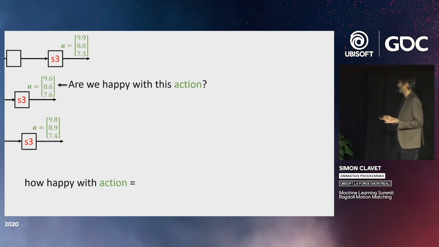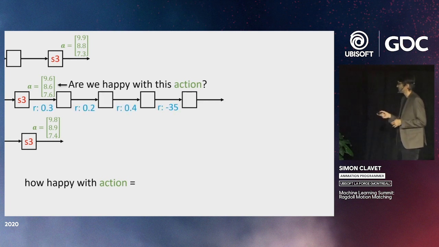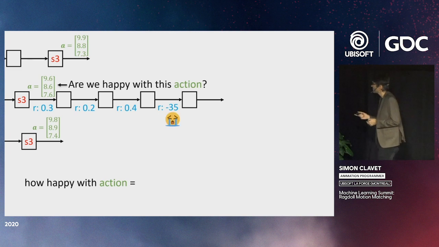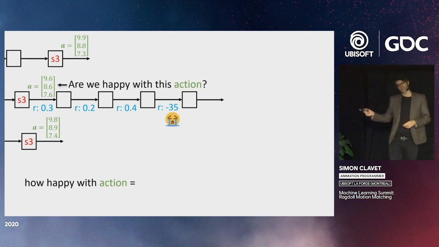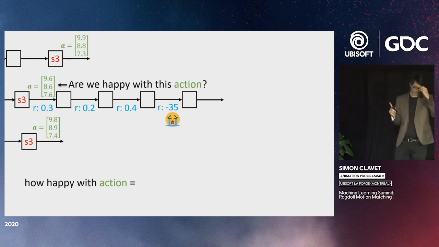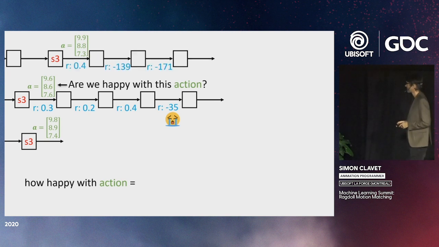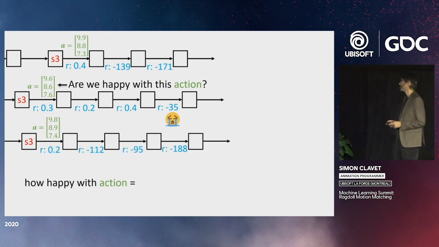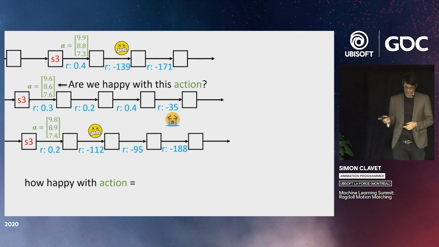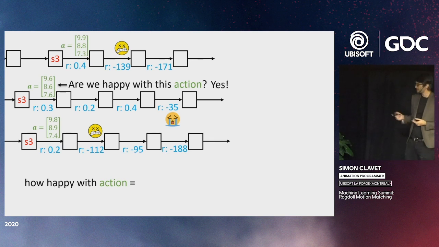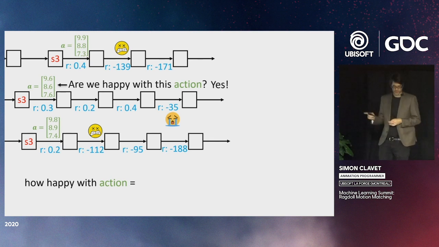To know if we're happy, we're going to look at what happened after and compute the discounted return. Was that good? There's a minus 35 there, so maybe we're not happy. But we also need to look at the other ones. And that's the main idea of this slide. If you look at the other one there, and the other one here, that's even worse. Just big negative numbers there. So it means we're actually happy with this. Minus 35 was not too bad.